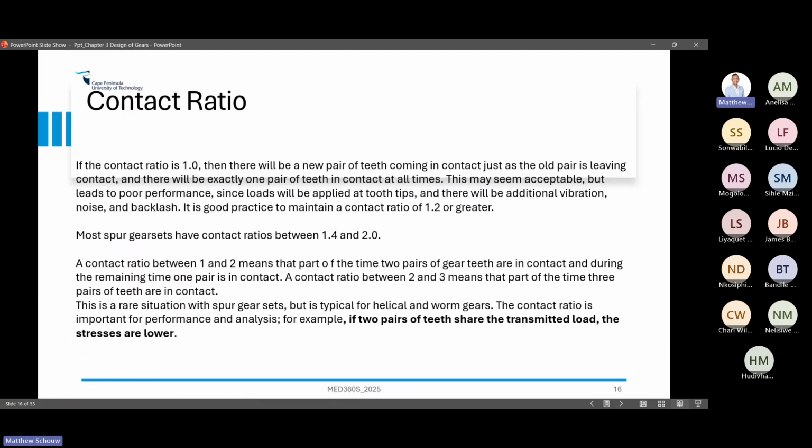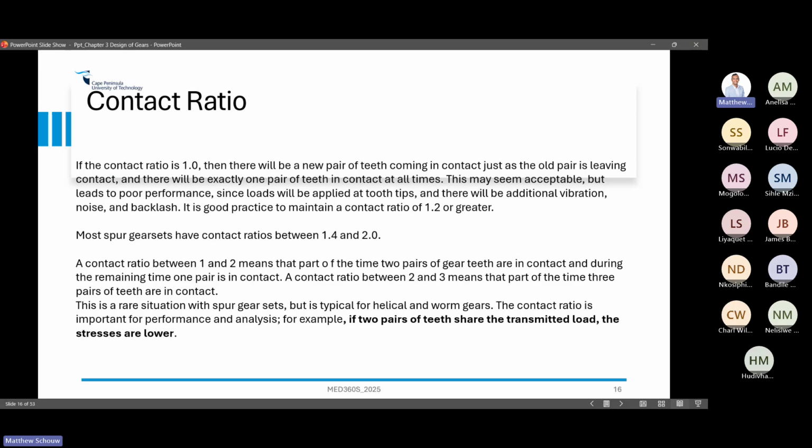So we'll use this one, and then just reading off here. I just snapped this from somewhere. It says if the contact ratio is 1, then a new pair of teeth will come in contact just as the old pair is leaving, right? Which is basically what I was talking about. And there will be exactly one pair of teeth in contact all the time. So that's when your contact ratio is 1.